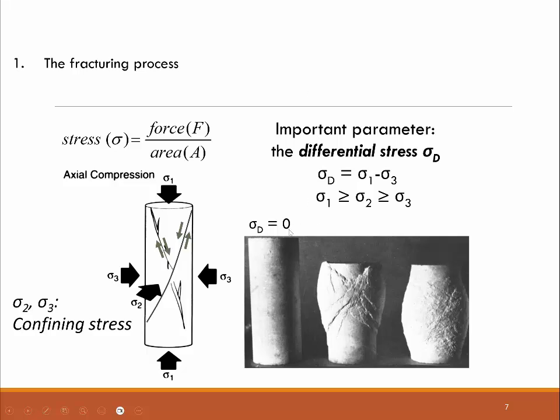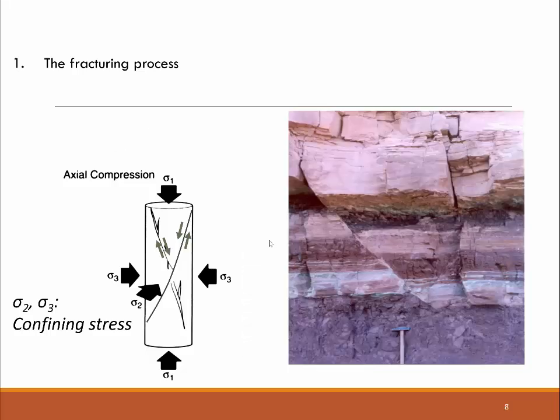So pretty clearly, in the undeformed state the differential stress was 0, because we require a larger sigma 1 than sigma 2 and sigma 3 in order to shorten and deform these rocks permanently, and clearly the two deformed samples have experienced a differential stress significantly larger than 0.